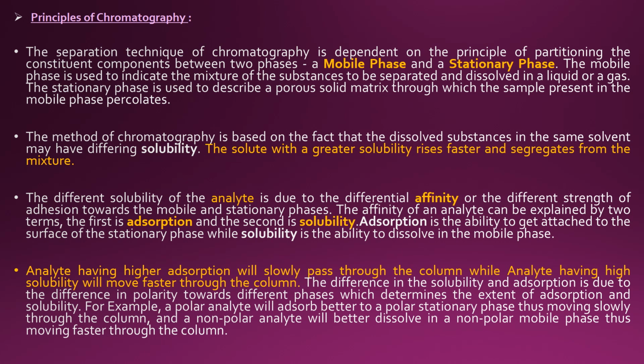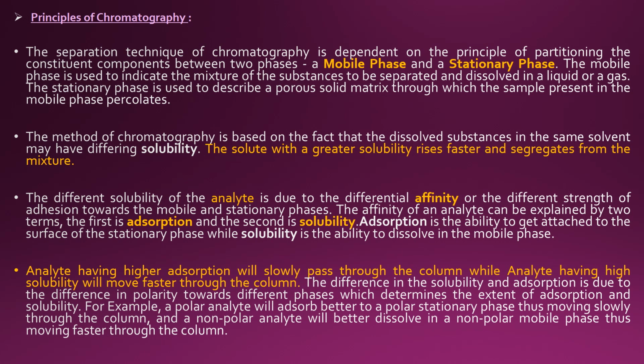The different solubility of the analyte is due to the differential affinity or the different strength of the adhesion towards the mobile and the stationary phases. The affinity of an analyte can be explained by two terms. The first is adsorption and the second is solubility. Adsorption is the ability to get attached to the surface of the stationary phase, while solubility is the ability to dissolve in the mobile phase.